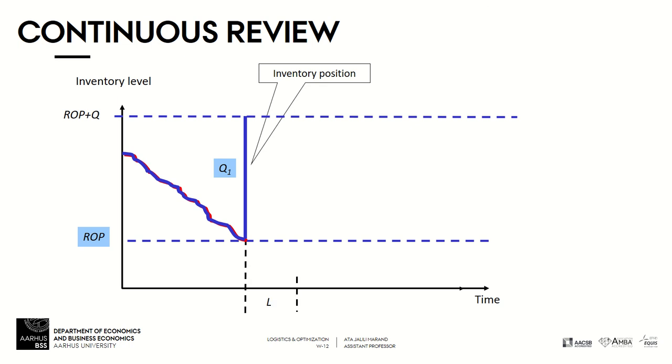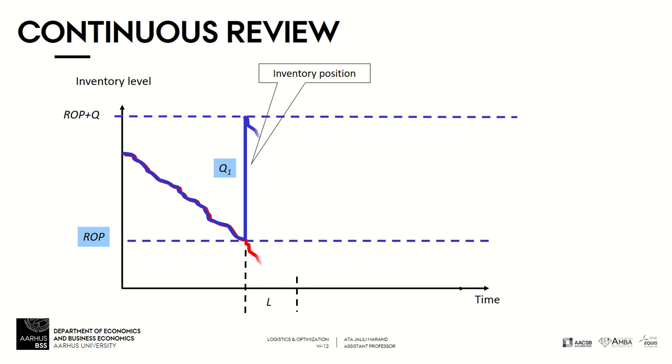Again, assume that we will receive this order after L units of time. This is the delivery lead time. This is the lead time that we have from the time that we place an order until the time that we receive that order. So we will receive the order at this point in time.